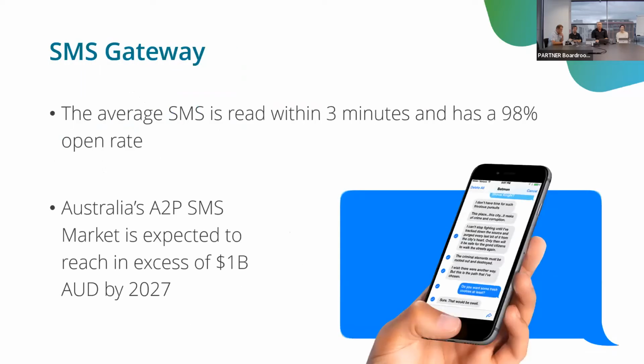Looking to the future, we also have SMS Gateway. SMS Gateway has been on the roadmap for a long time, long before I joined Access4, but it now has enough demand that we can actually proceed with this product. Text messaging is instantaneous. Most text SMSs are read within 3 minutes and have a 98% open rate. This makes SMS one of the quickest and most efficient tools for customer communications.